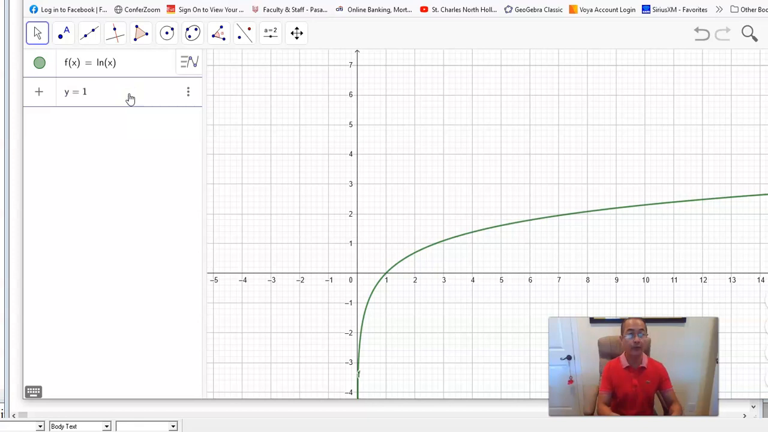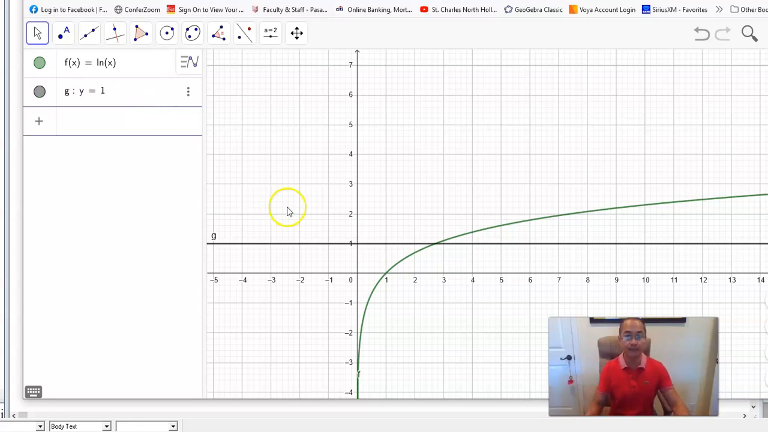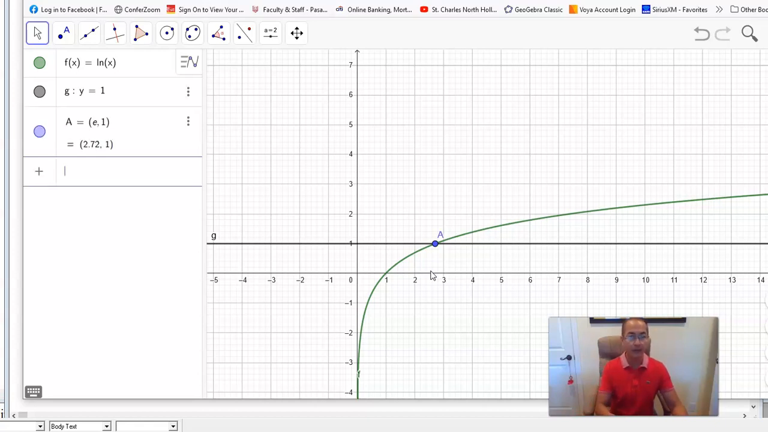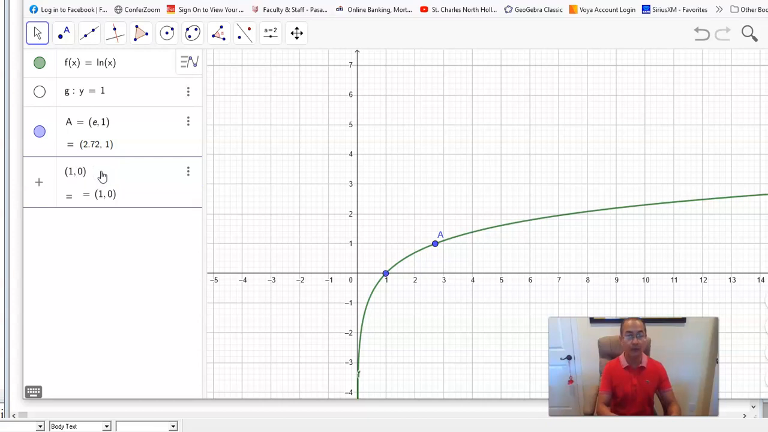Okay, so if we draw the horizontal line y equals 1, the x-coordinate of that point of intersection, that is the number e. Of course GeoGebra knows what e is. It is approximately 2.718 and so on. So there is the point e, 1. So we can hide this line now. And of course we said that ln of 1 is 0. So (1, 0) is a point on the graph of the natural logarithm function.